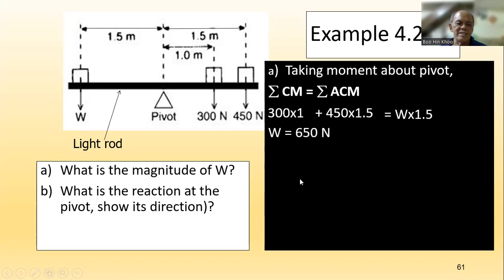What's the reaction at the pivot? Show its direction. All these forces are pushing it down, so the reaction at the pivot must be pushing up to balance it. This is the first condition.